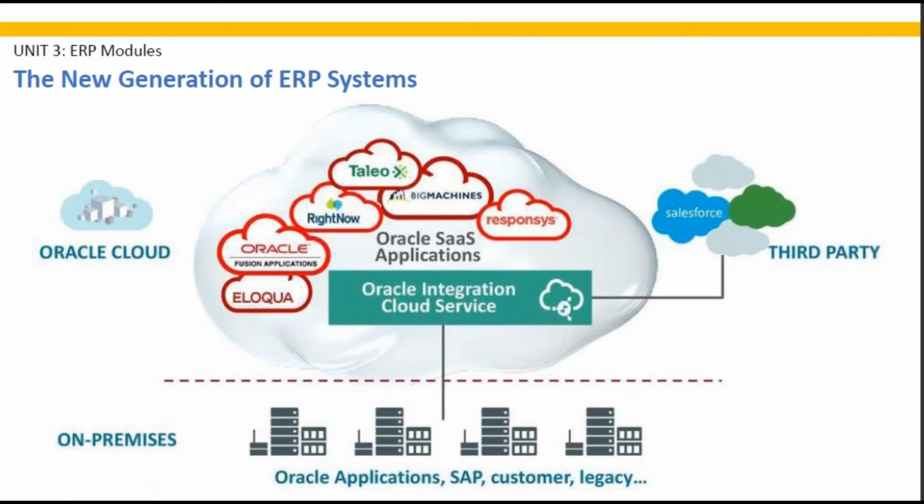Similarly, in Oracle we have the Oracle Cloud, which is a combination of a lot of technologies that have been imbibed into the Oracle SaaS applications, wherein Oracle Integration Cloud Service integrates that with the on-premise. And we have Oracle Fusion right now; Taleo, BigMachines, Responsys, and Aqua are all now a part of the Oracle Cloud solution. Of course, it can integrate with any of the on-premise solutions like Oracle applications or SAP ERP and so on.